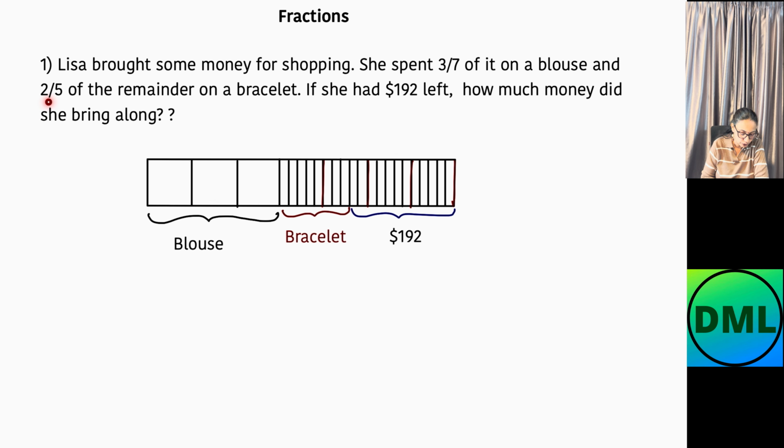And she said 2/5 of the remainder on a bracelet. The remaining are 1, 2, 3, 4 parts. 4 parts I cannot divide into 5 parts. So I need to take the multiples of 4 so that I can divide in 5 parts. If I take 5 times 2, that is 10. 4 parts I cannot divide into 10. If I multiply 5 with 3, I will get 15. 4 parts I cannot divide into 15 also. If I multiply 5 by 4, then I will get 20. I can easily divide 4 parts into 20 parts by dividing it by 5.